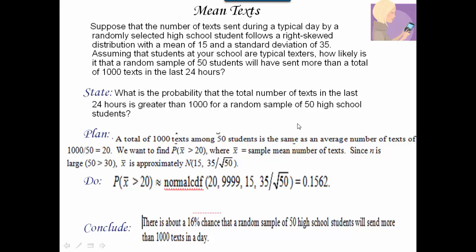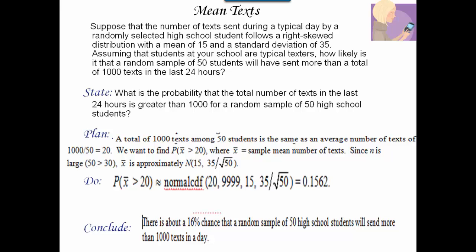Suppose the number of texts sent during a typical day by a randomly selected high school student follows a right-skewed distribution with a mean of 15 and standard deviation of 35. Assuming that among the students at your school that are typical texters, the question is, how likely is it that a simple random sample of 50 students will have sent more than a total of 1,000 texts in the last 24 hours? We state the problem first. What is the probability the total number of texts in the last 24 hours is greater than 1,000 for a random sample of 50 high school students?